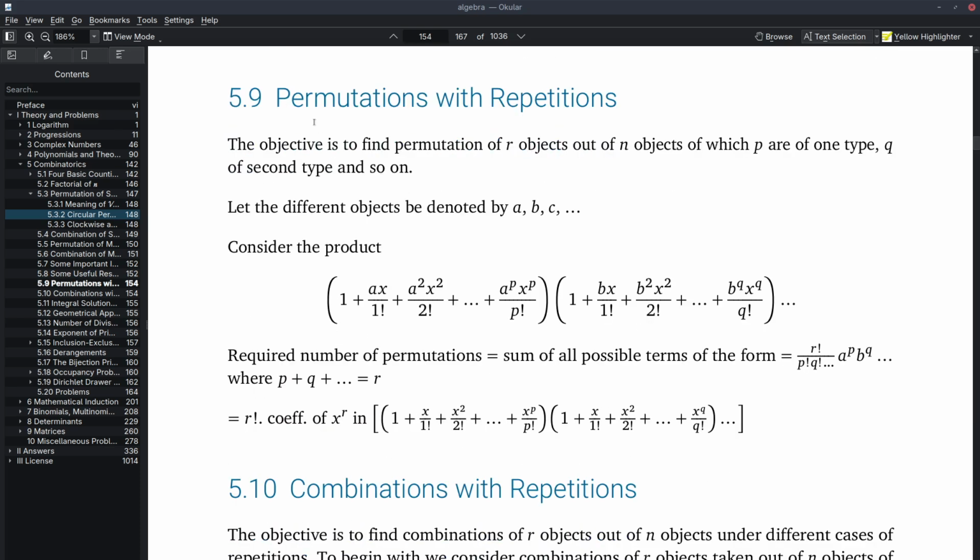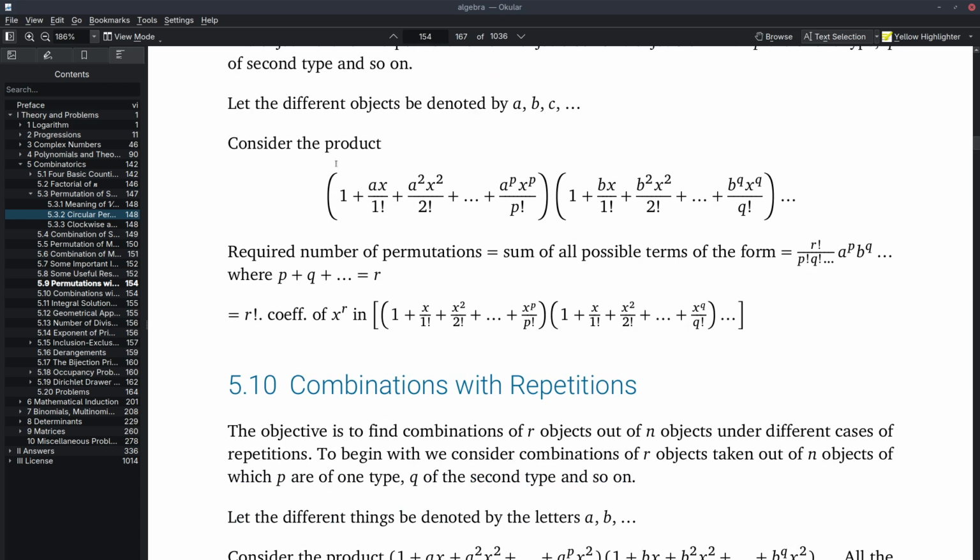Now we come to permutations with repetitions. The objective is to find the permutation of r objects out of n objects of which p are of one type, q of second type, and so on. Let the different objects be denoted by a, b, c. Consider the product 1 plus ax by 1 factorial plus a square x square by 2 factorial and so on through a to the power p, x to the power p by p factorial, into 1 plus bx by 1 factorial plus b square x square by 2 factorial through b to the power q, x to the power q by q factorial.